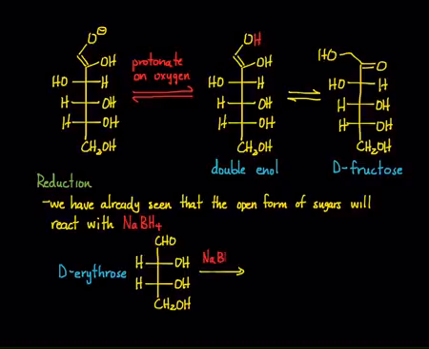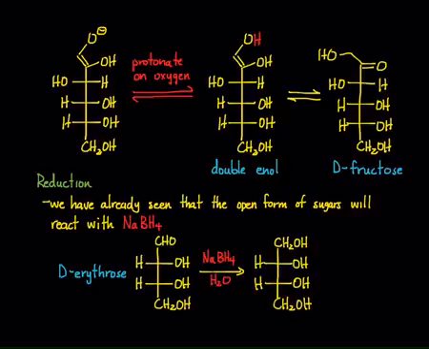And if I react that with sodium borohydride in water, I can reduce D-erythrose into this, right? So I reduce the aldehyde into an alcohol. And now you see that basically every single one of the four carbons contains an alcohol functional group. So if I were to name this, I would name this 1,2,3,4-butanetetraol.